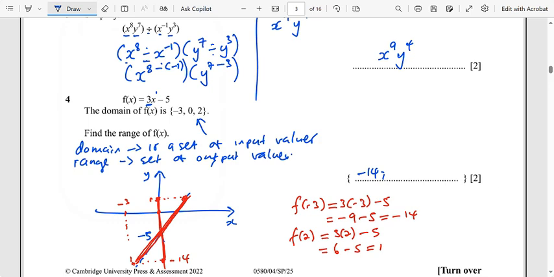We also have, when x is 0, we say we are going to have minus 5. And when x is equal to 2, we have seen that y is equal to 1. So this is the set of input values, the set of output values rather, for the given set of input values we had.